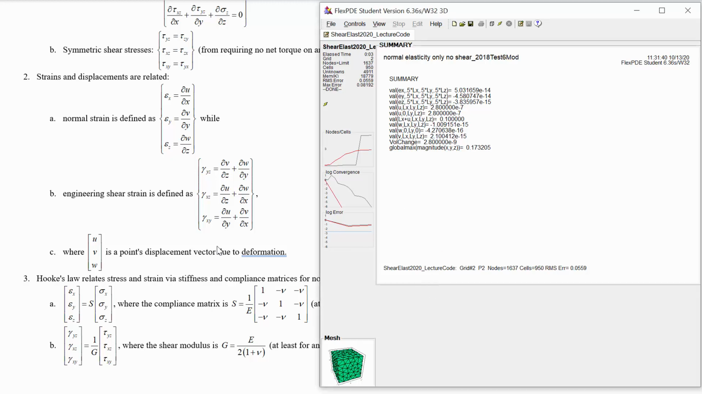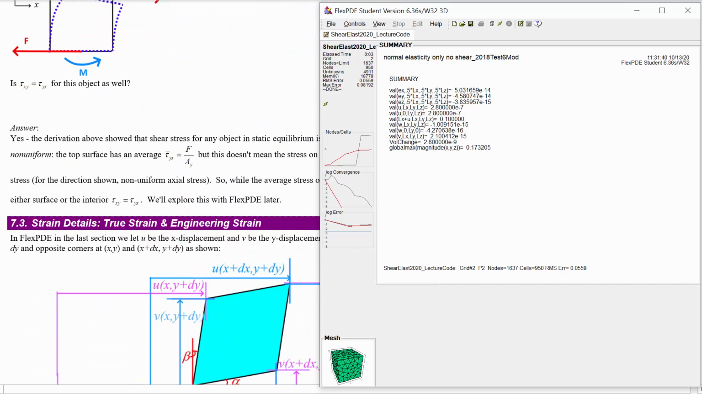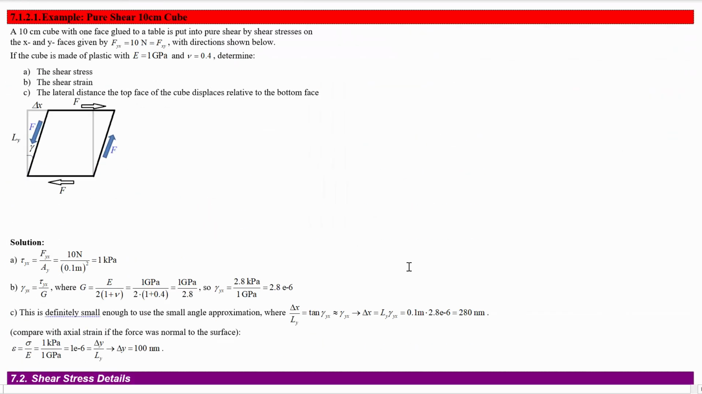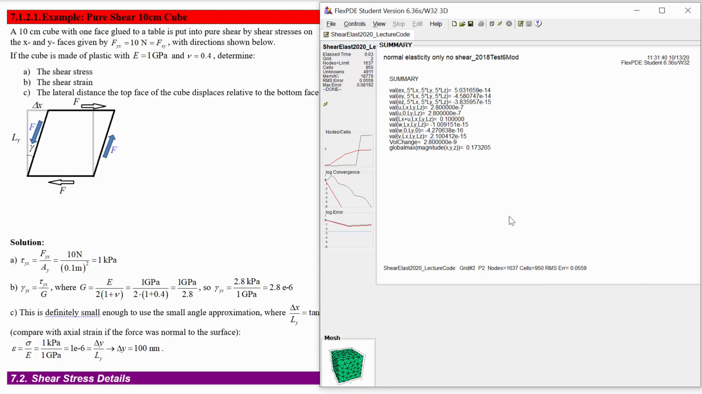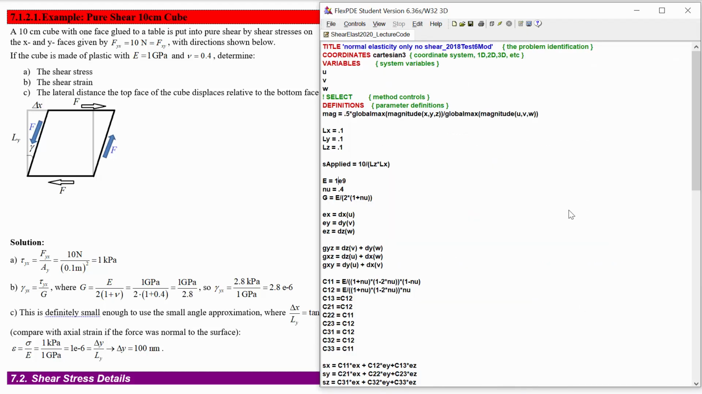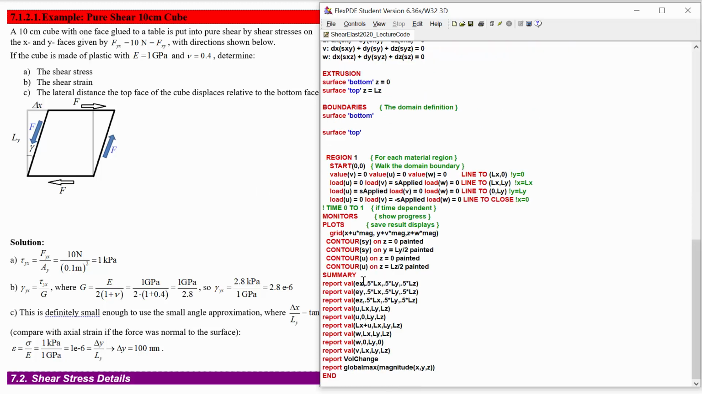We were expecting that we would have a uniform shear stress and strain in this example. So we expect that the shear strain everywhere is 2.8 E minus 6. Can we report that? Probably the easiest way to tell if that's uniform is to look at a plot of it. So let's add in a contour plot. Maybe we'll replace one of these. Oh, actually, let's have a look at what plots we have so far.